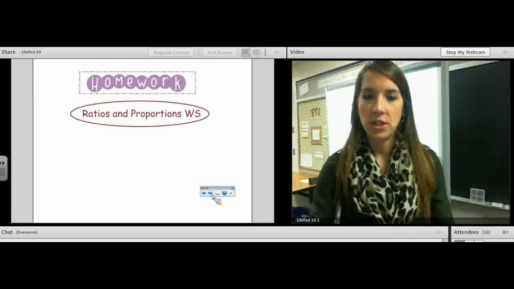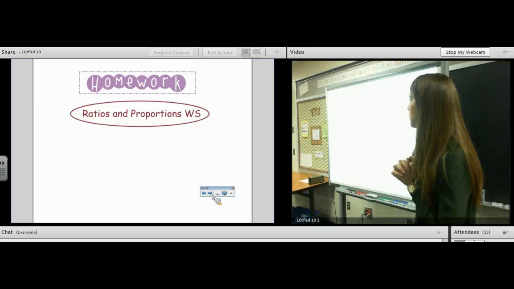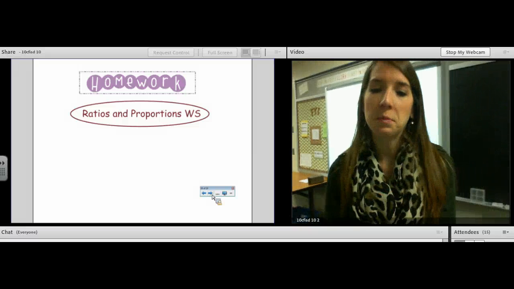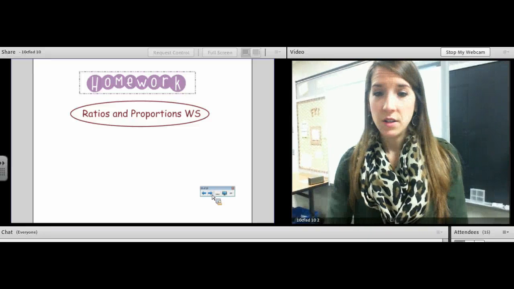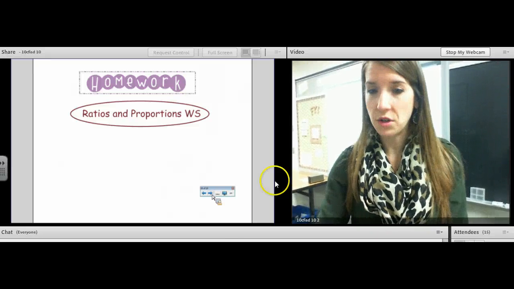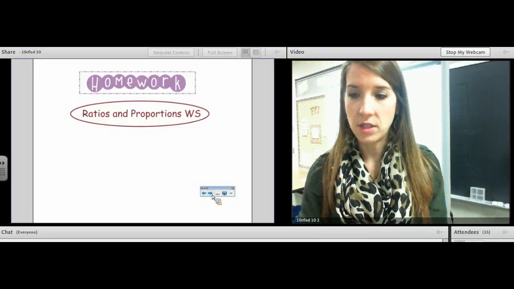So you do have a worksheet. We're going to have a whole second day of this. This is just day 1 of ratios and proportions. But please, please, please do some of those problems on the worksheet. I know it's really long. So if you just want to do the evens or you just want to do the odds, that's fine. But I will have the answers to all of them up tomorrow for you to check.